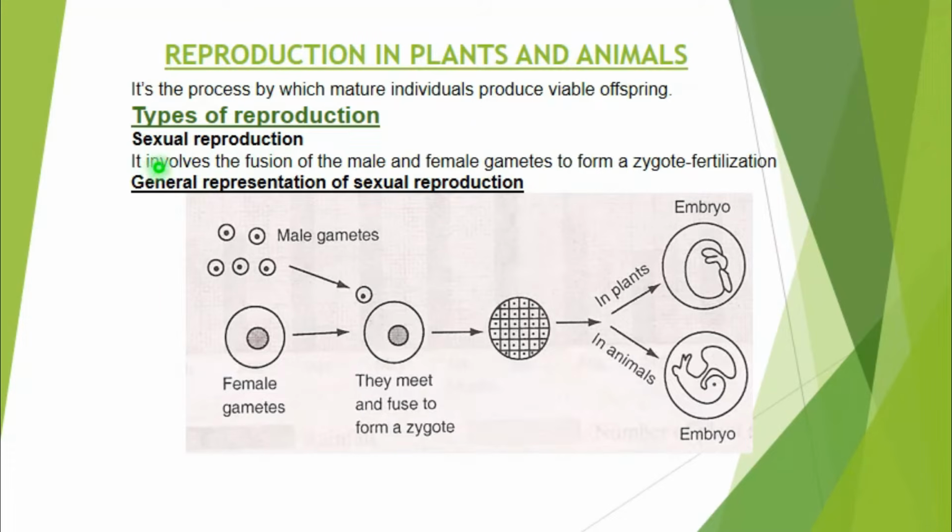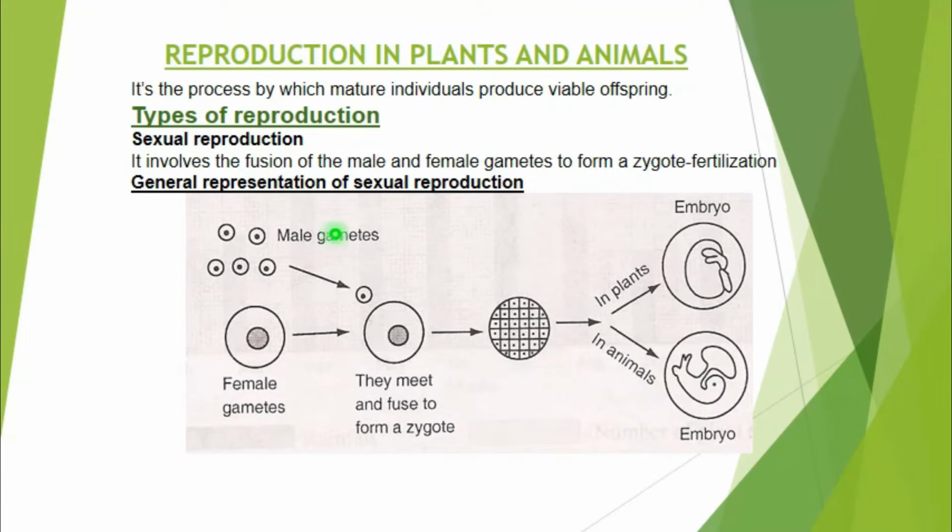Sexual reproduction involves the fusion of the male and female gametes to form a zygote during fertilization. So sexual reproduction is whereby the male and the female gametes come together in a process called fertilization, and the end product becomes a zygote. That is what is known as sexual reproduction.